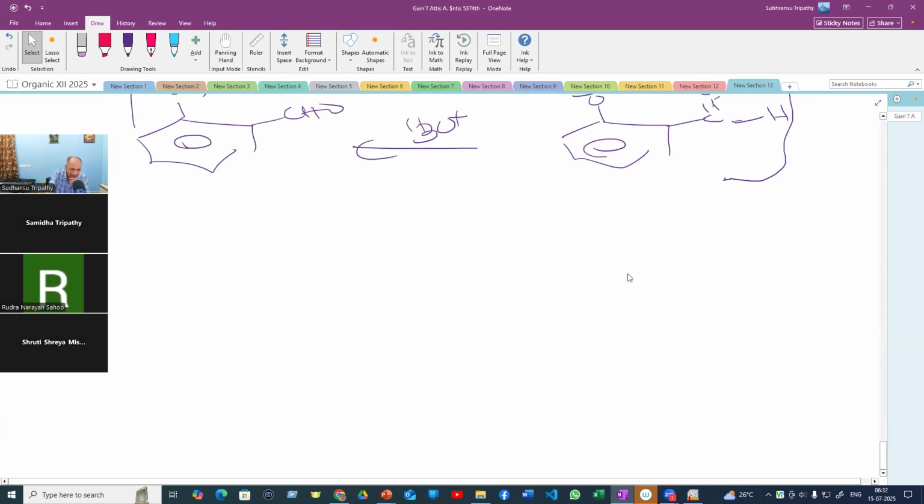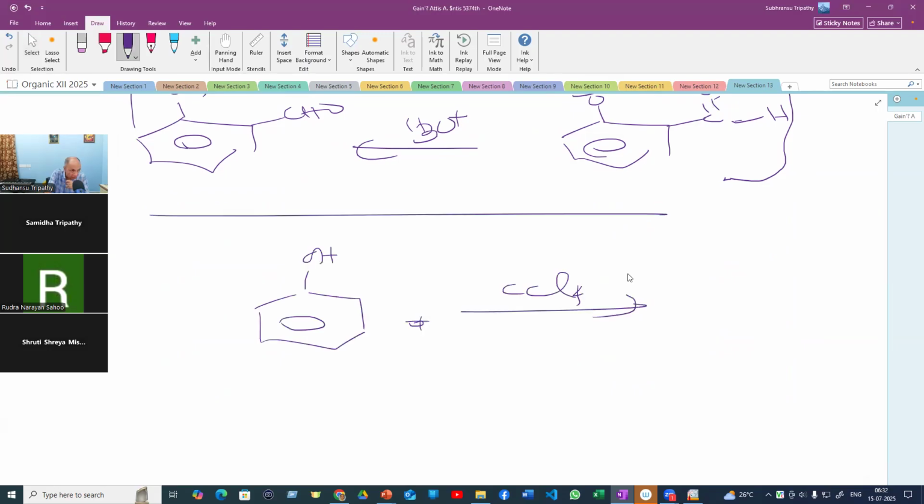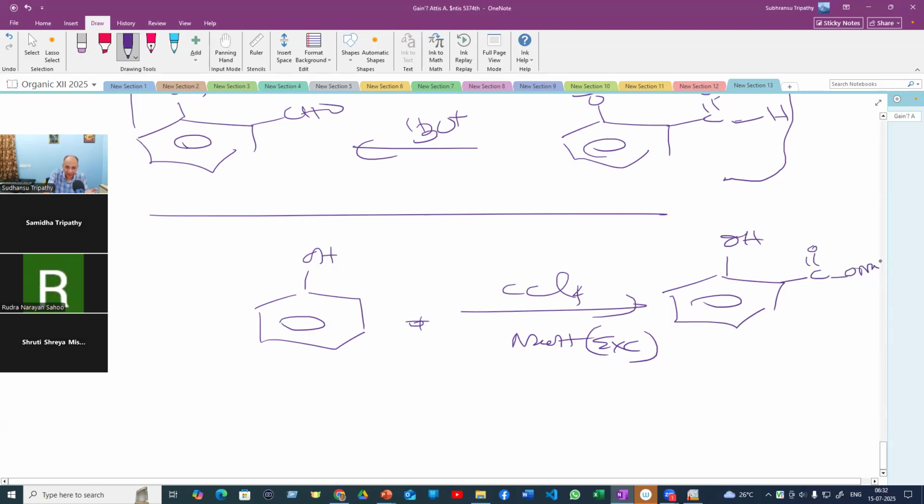Now, another similar process is there. If you take phenol and, instead of chloroform, you take carbon tetrachloride, CCl4, and excess of NaOH or KOH, then instead of getting salicylaldehyde, you get the salt. Whenever there is carboxylic acid, which is a stronger acid than phenol, the salt will be COONa. And then acidification will give you salicylic acid. So the mechanism does not involve a carbene here.